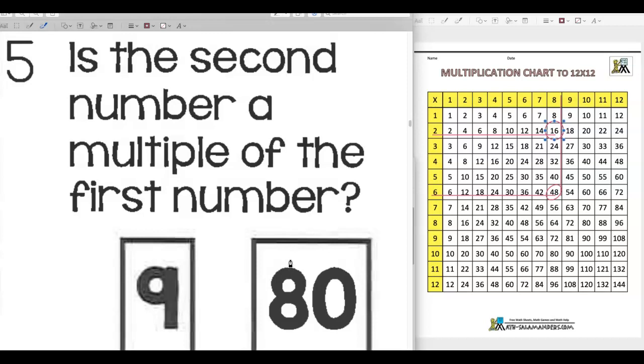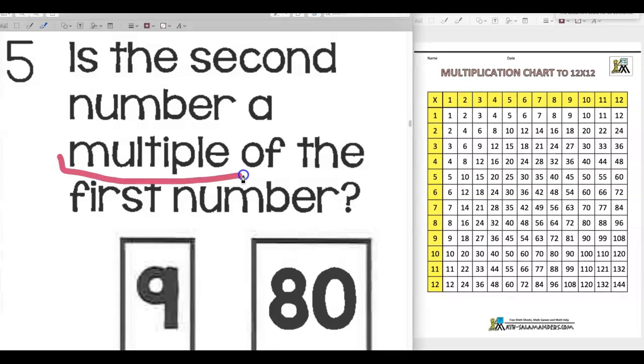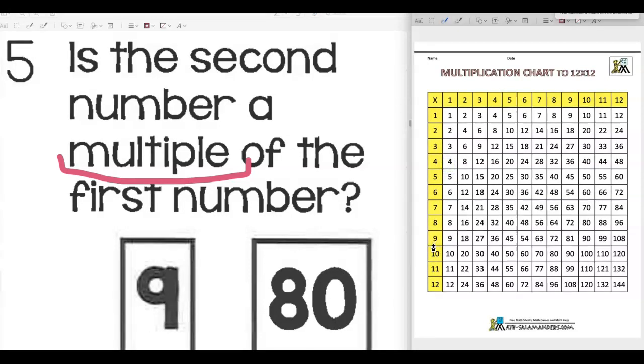Is the second number a multiple of the first number? Go over to your multiplication chart. Remember, multiple sounds like multiplication because your multiplication chart is full of all the multiples. So if I want to know if the second number, 80, is a multiple of the first number, 9, I'm going to find the first number on my multiplication chart, and then I'm going to follow it over and see if 80 is on there.